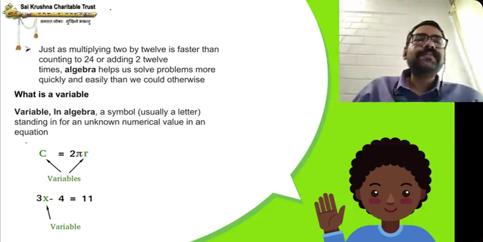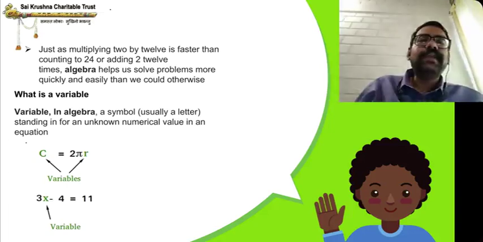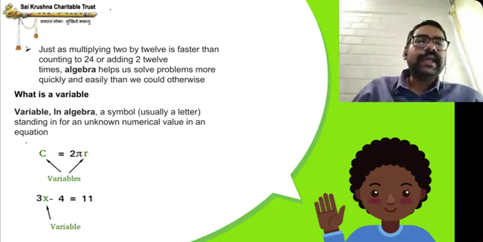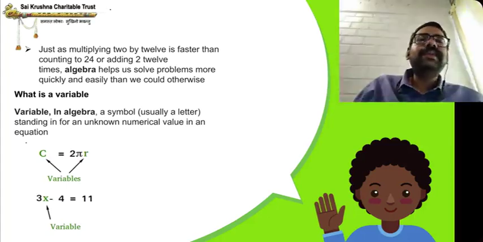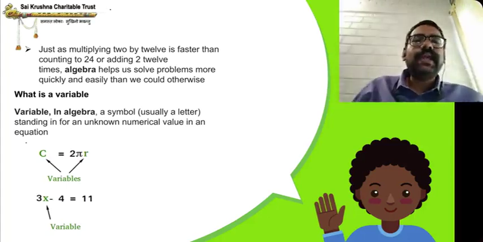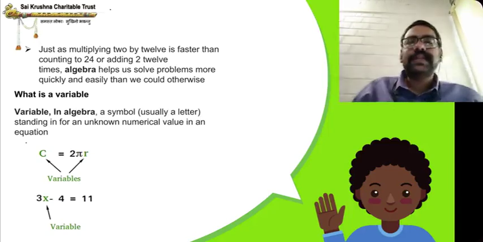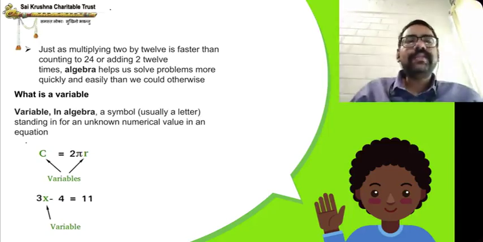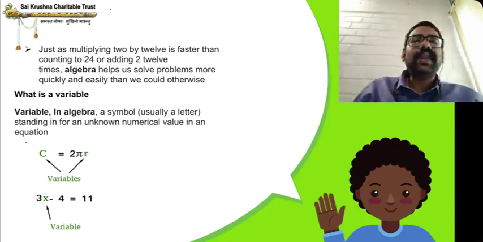Okay. Now, what is a variable? A variable in algebra is a symbol, usually a letter, standing in for an unknown numerical value in an equation. Suppose c is equal to 2 pi r. So c is a variable and r is also a variable. Any value you can give for c and r. They vary. They change. So that is why they are called variables.